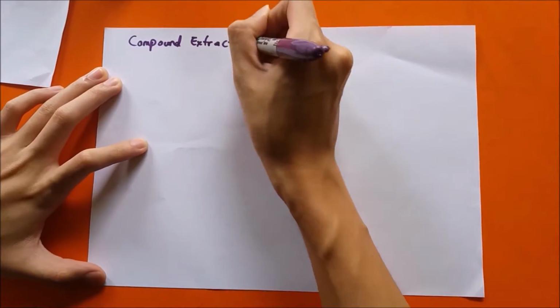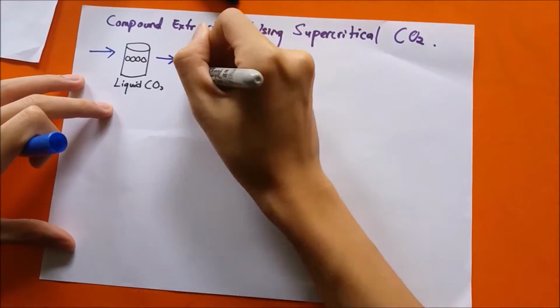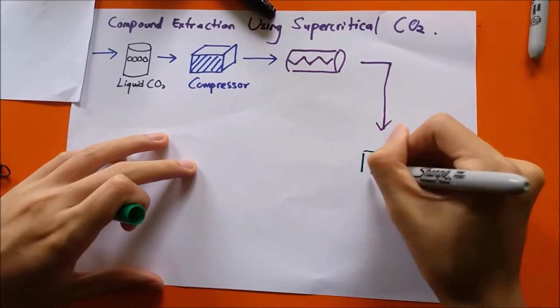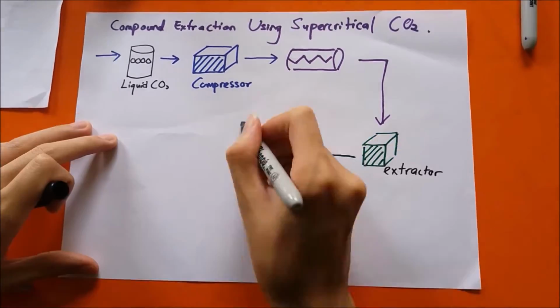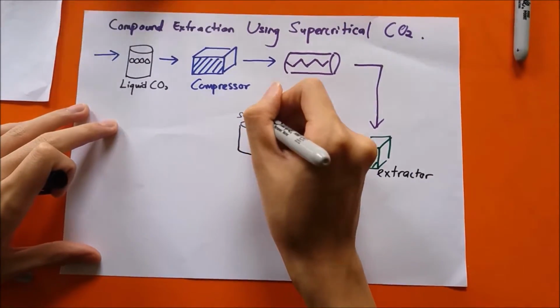Compound extraction using supercritical carbon dioxide. Liquid carbon dioxide from a cylinder is compressed with a pump and preheated in a heat exchanger before it reaches the extraction cells. The cells are immersed in a water bath and the pressure is controlled through a back pressure regulator. The algae is placed inside the extractors and occupies only a part of them.